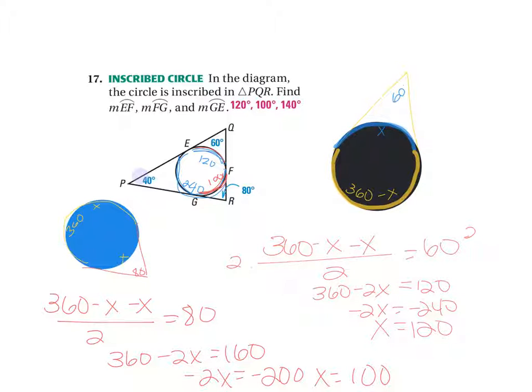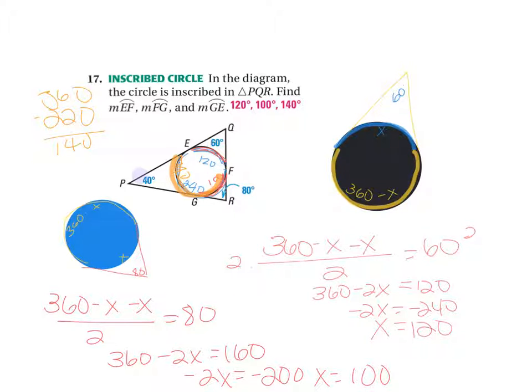So now I know this arc, I know this arc. Can I find that third arc without going through the whole process again? How? I can add 120 and 100, right? So that'd be 220, subtract it from 360, and I get 140. Or I knew that these two added up to 240, so I could have just subtracted 100 from it.